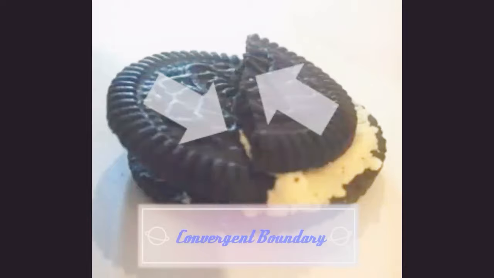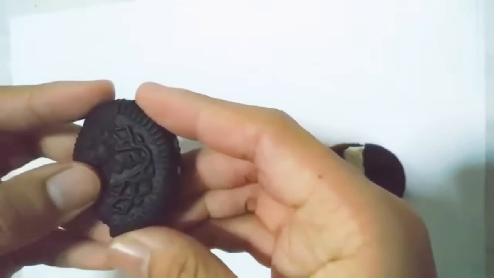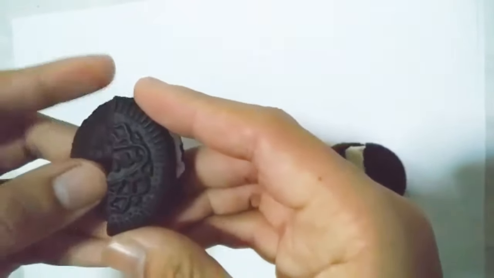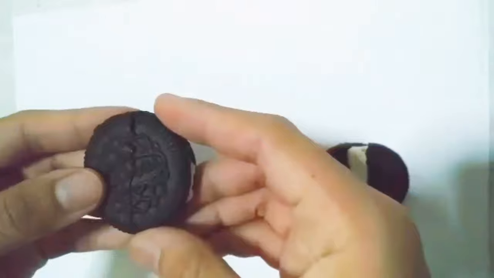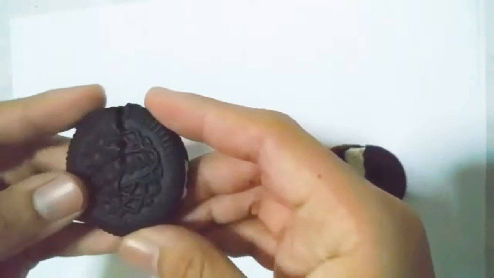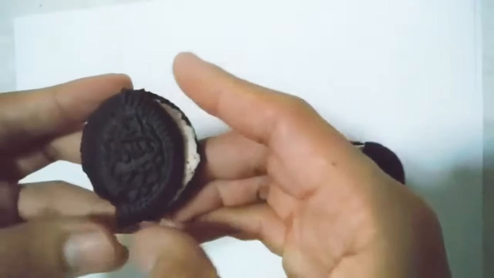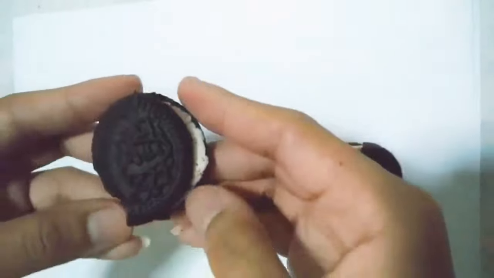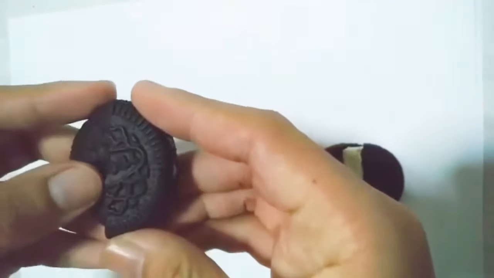Convergent boundary. A convergent boundary or destructive boundary is formed when two tectonic plates move towards each other, colliding as a result. The plates form a subduction zone with one plate descending beneath the other plate. One of the converging plates must be an oceanic plate to form a subduction zone.